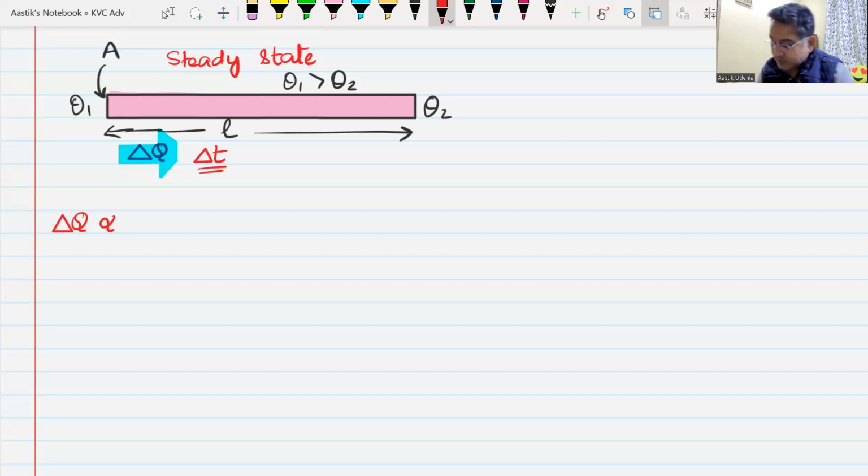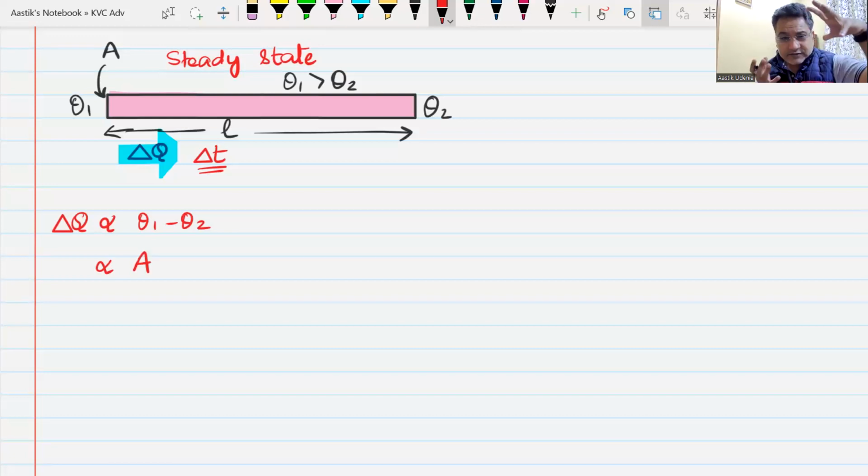Temperature difference. It will depend on the temperature difference, so it will be proportional to theta 1 minus theta 2. Anything else? It might be proportional to how much amount of heat has flown. Anything else? It's simple logic: if the rod is thin, if the rod is thick, yes, length, I guess, sir. It will be directly proportional to the area of cross section.